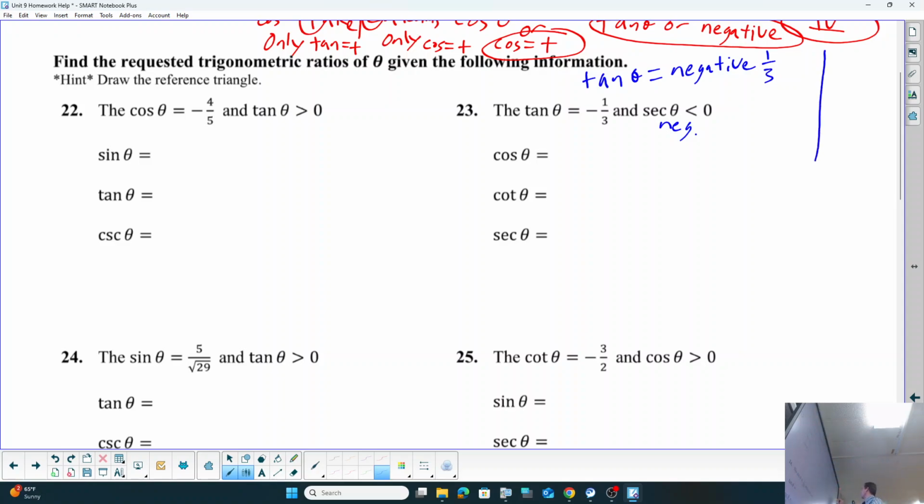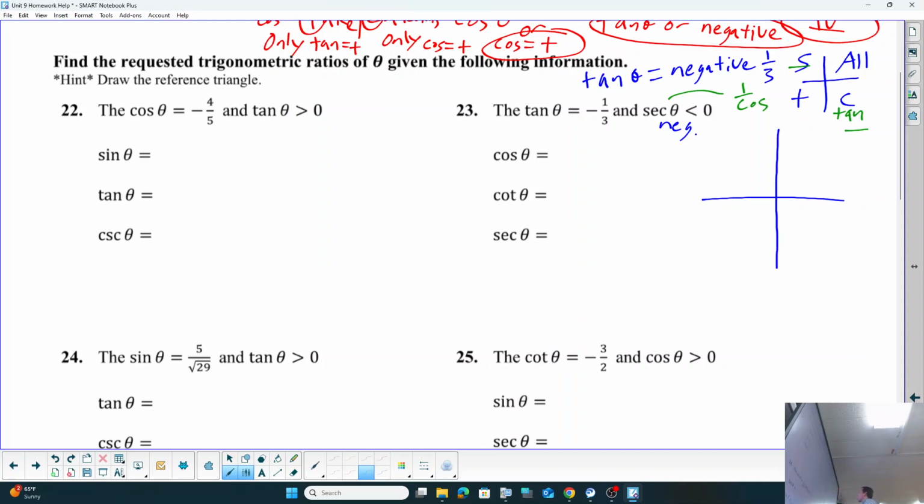So which quadrant are we going to graph this in? Remember, all students take calculus. All means all of them are positive there. But we want where tangent is negative. Tangent is positive here and here, so tangent is negative here and here.